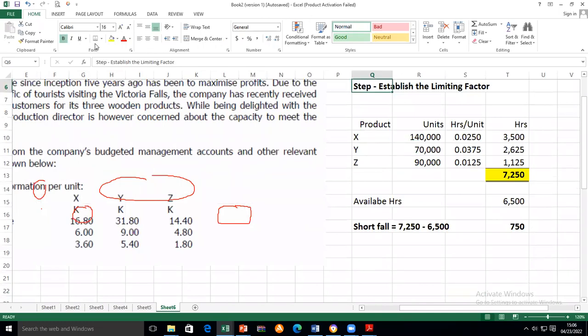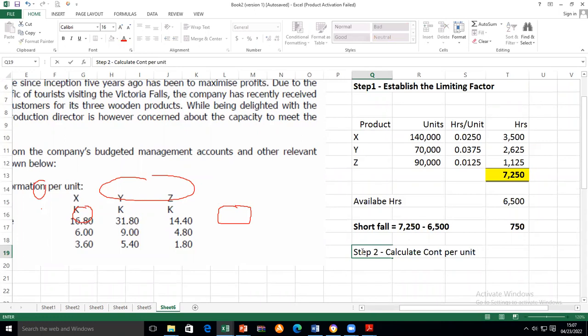What is step number two? The other steps now will somehow be combined. So let's go. Step two is calculate contribution per unit. So what is the contribution per unit?